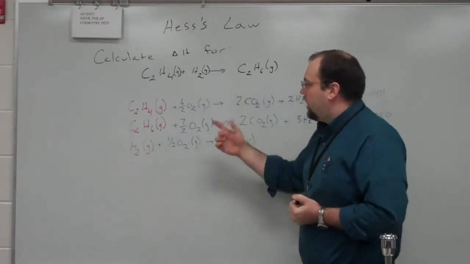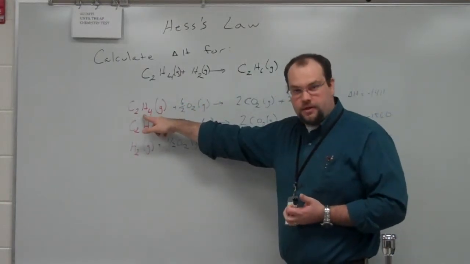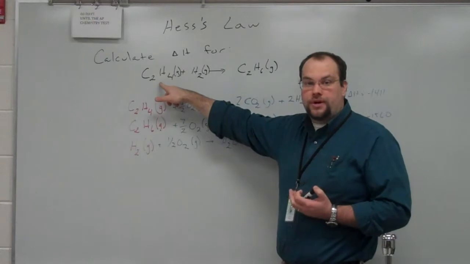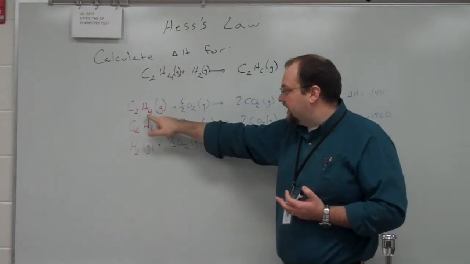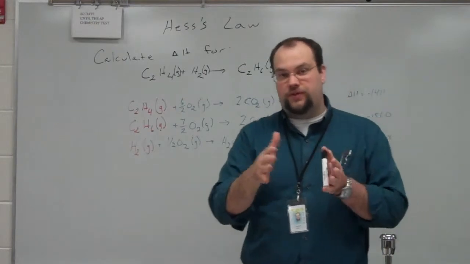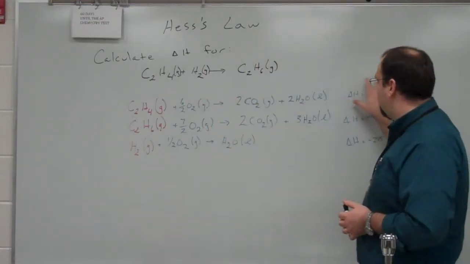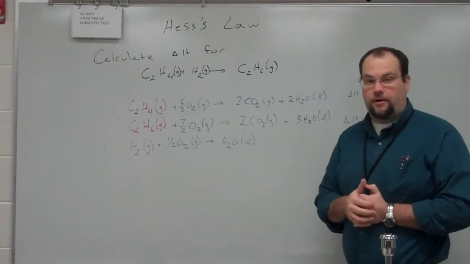Okay, so we'll start with our first reaction. Why not? I have C2H4 as a reactant, and here I have C2H4 as a reactant. So that's perfect. I have one here, one here. I don't need to change anything. It's exactly where it needs to be. So I'm not going to change anything on my reaction, and I'm not going to change my delta H value at all.